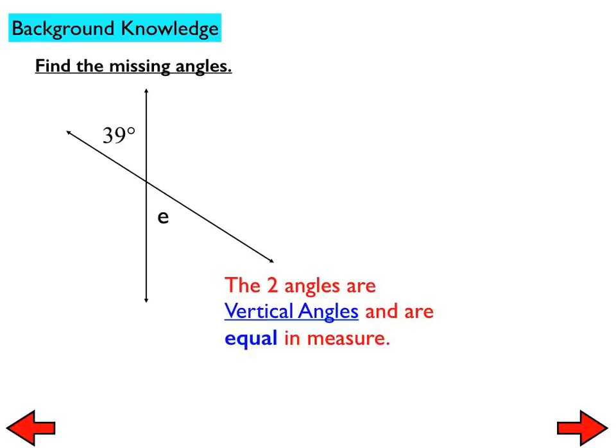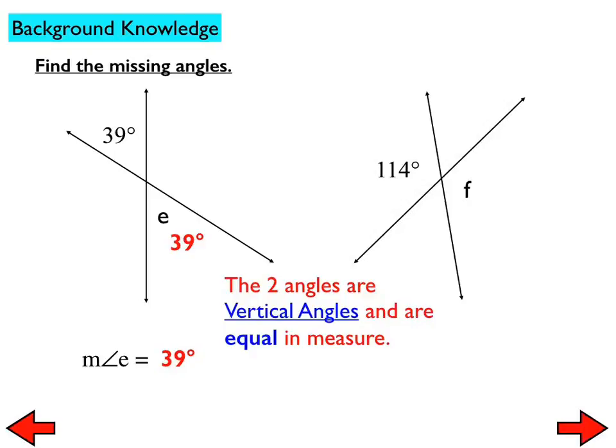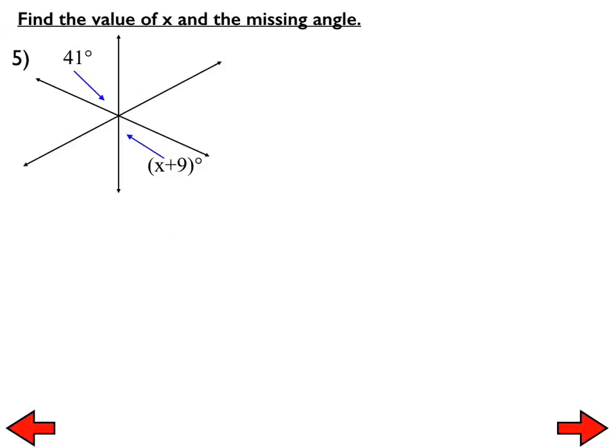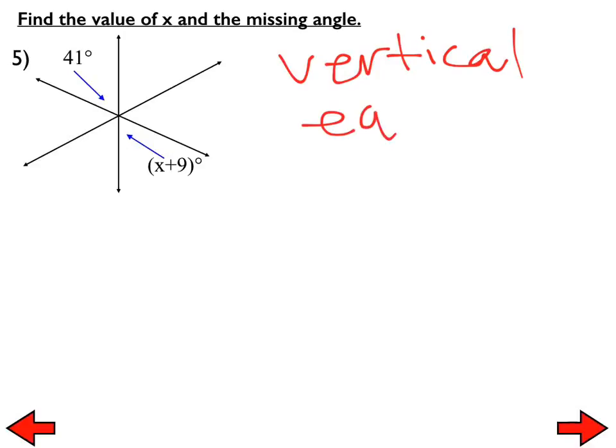Okay, so on the back, we now have vertical angles involved, and I mixed it up with all the other kinds of relationships. So vertical means that they are equal in measure to each other. So if this one's 39, E is 39. If this one's 114, then F is 114. So looking at number 5, we only care about the 2 angles that we're pointing to, so ignore all the other angles going on. We have what kind of relationship going on? Vertical. Please write vertical. And vertical angles mean that they equal each other. They are equal in measure.